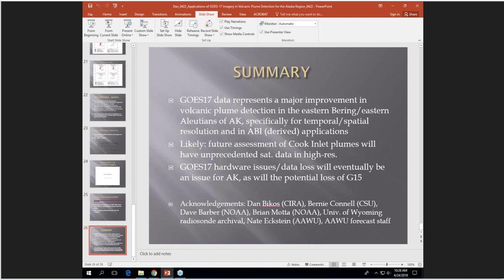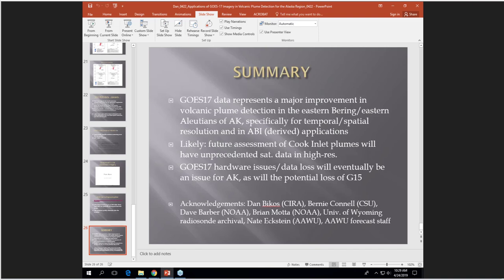GOES15 data represents a major improvement in volcanic plume detection in the eastern Bering, eastern Aleutians of Alaska, specifically for temporal and spatial resolution, and in the ABI imager with the derived application. This is in the RGB imagery and the split window difference that I showed you. It is likely that future assessment of Cook Inlet plumes will have unprecedented satellite data in high res.